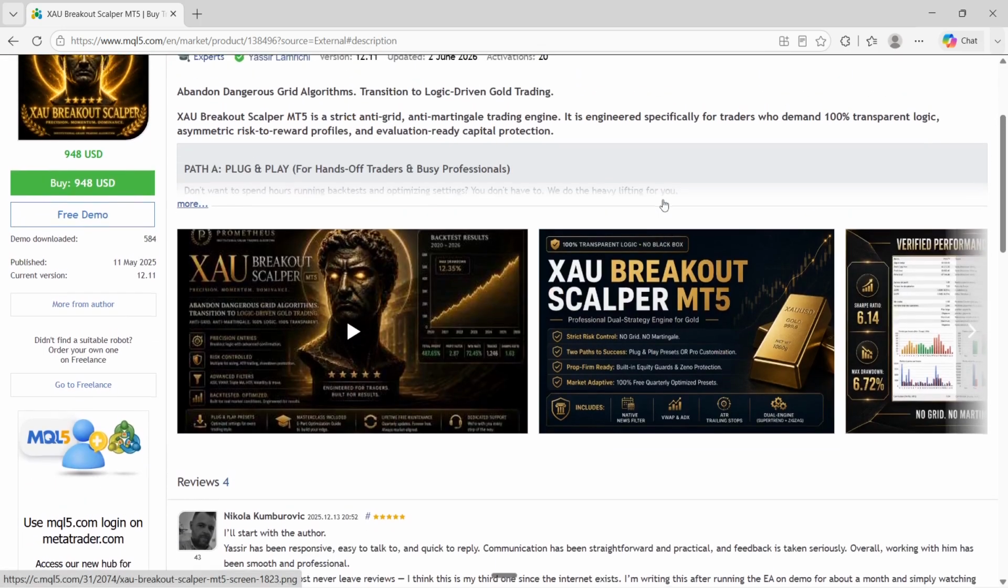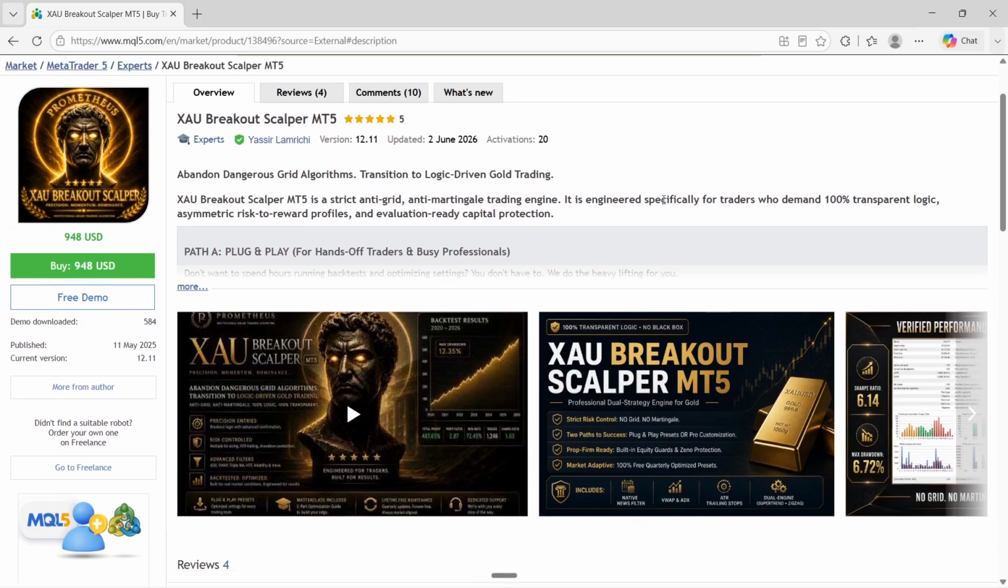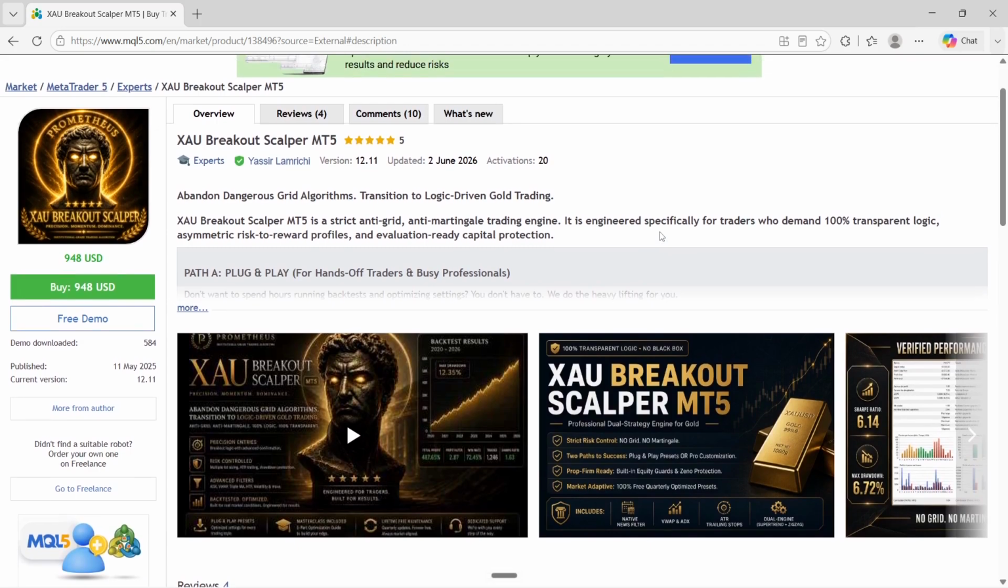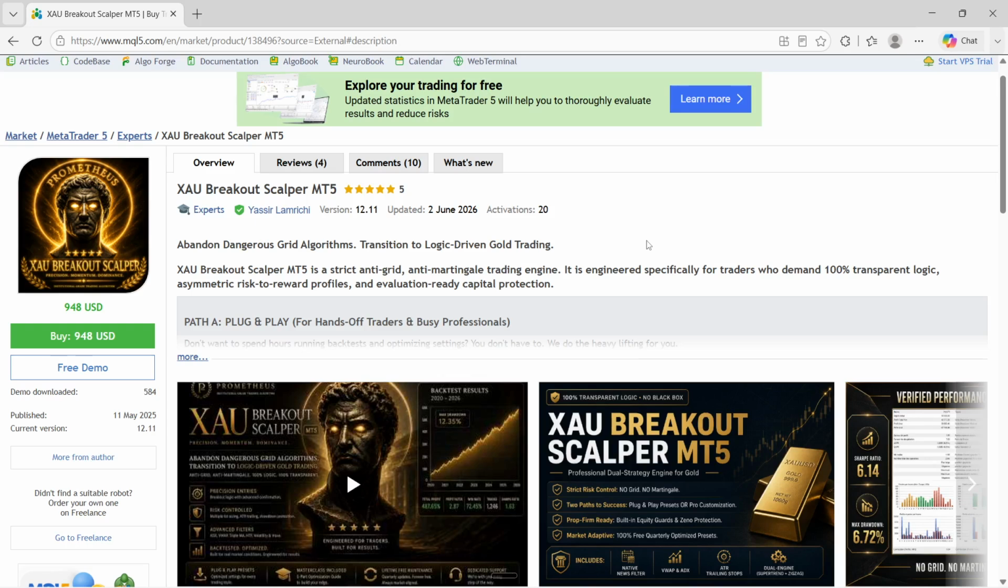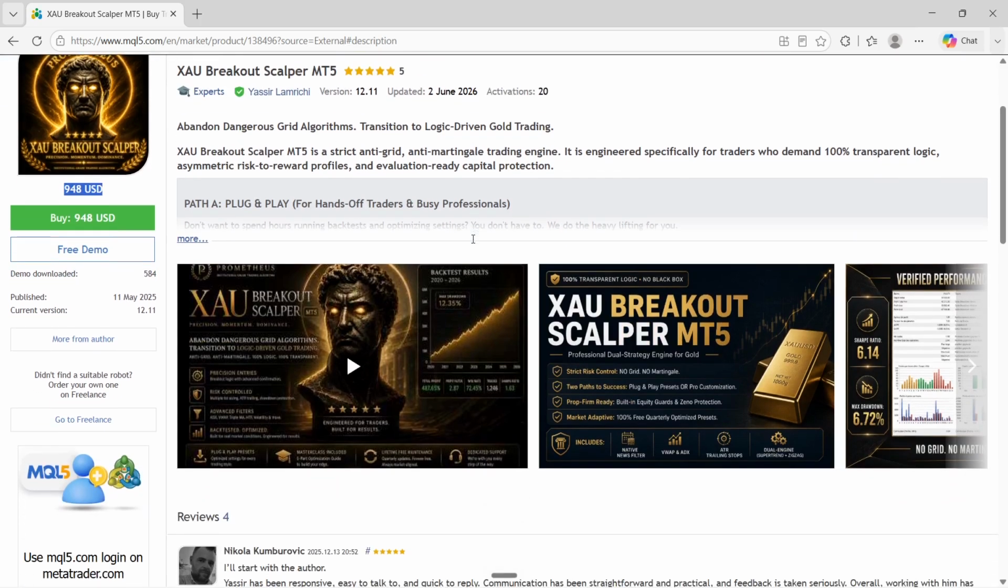Okay, hey everyone, welcome back. Today we're reviewing the XAU Breakout Scalper for MT5. This is a goal-focused system that deliberately avoids greed and martingale methods. So let's break down the claims and examine the backtest results. As you can see, the EA goes for 948 US dollars.